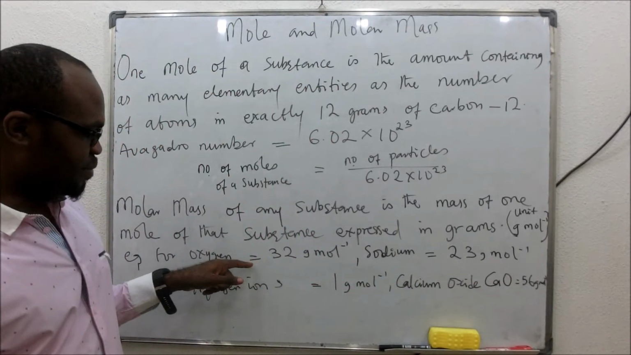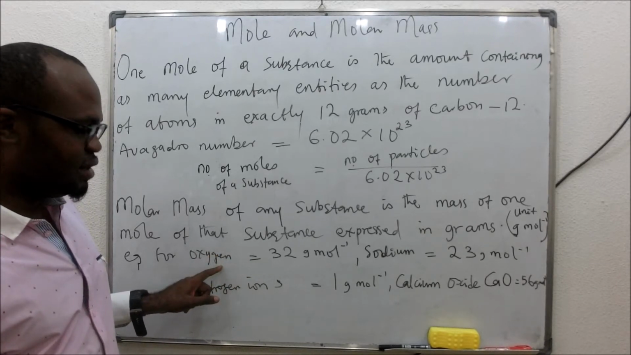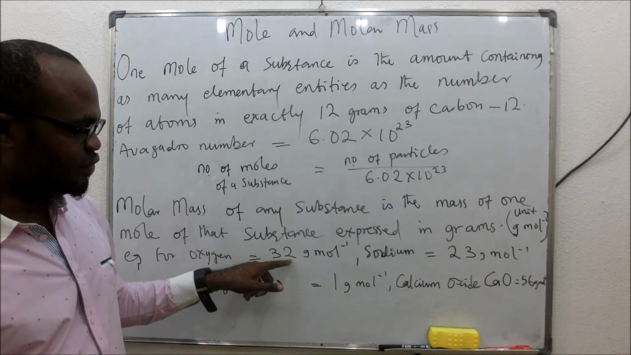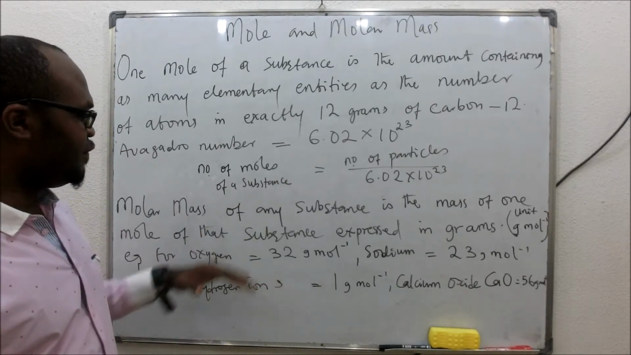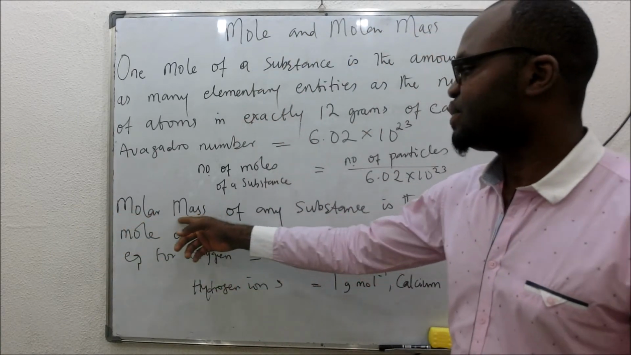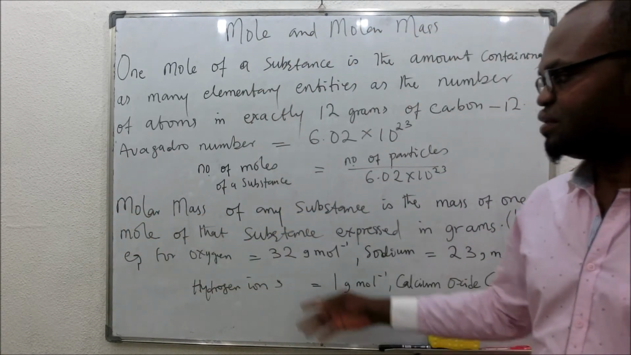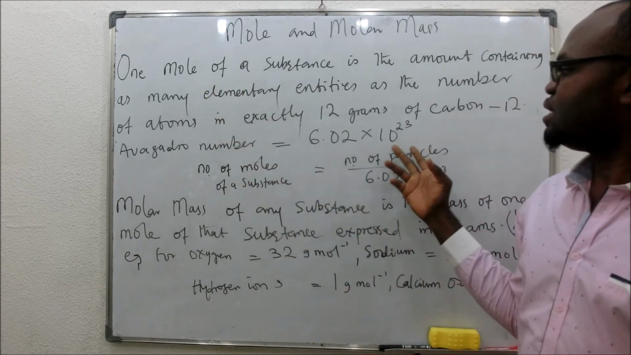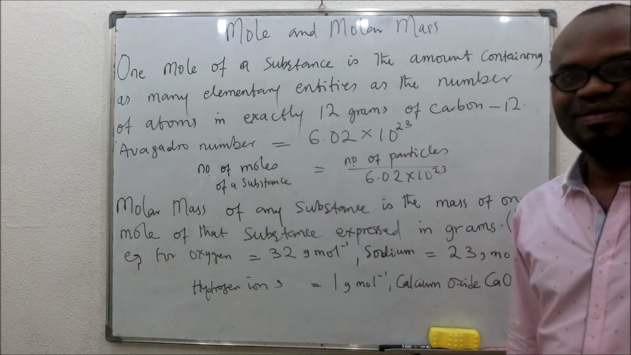So very, very importantly, this one is for oxygen molecule, O2, which is 16 times 2 to give us 32 gram per mole. So very, very importantly, you need to know what molar mass is so that when doing calculations, you can easily use it, and what 1 mole is, and you need to take note of the Avogadro's number. Thank you.